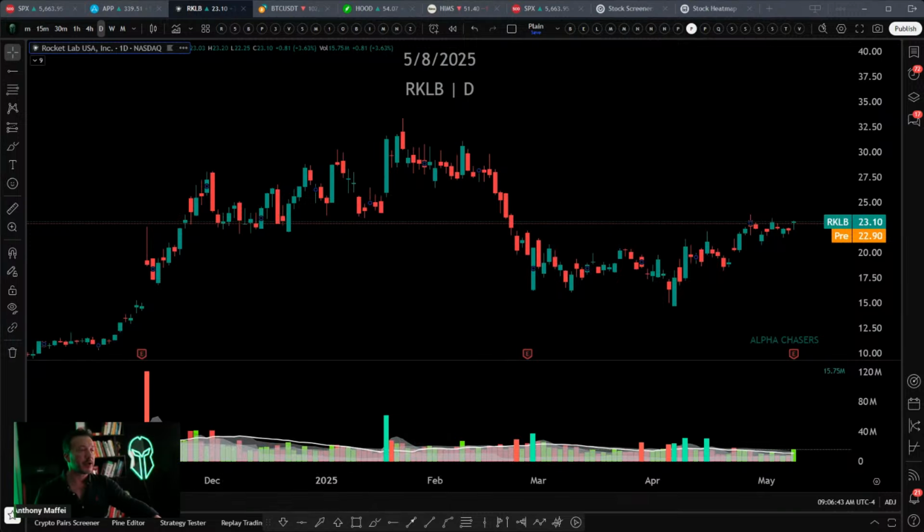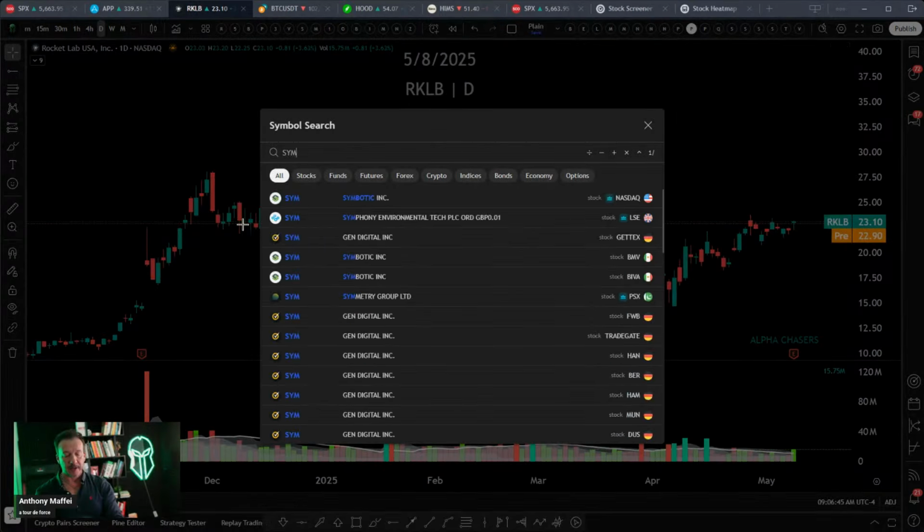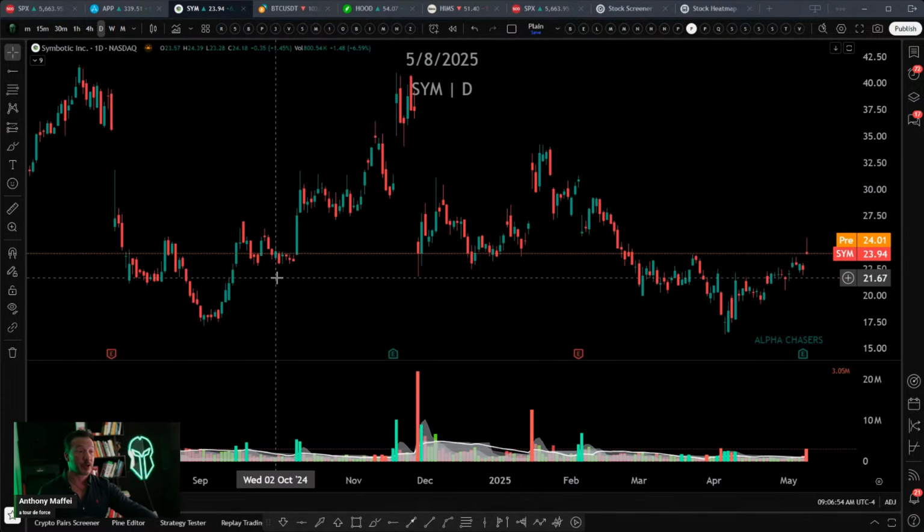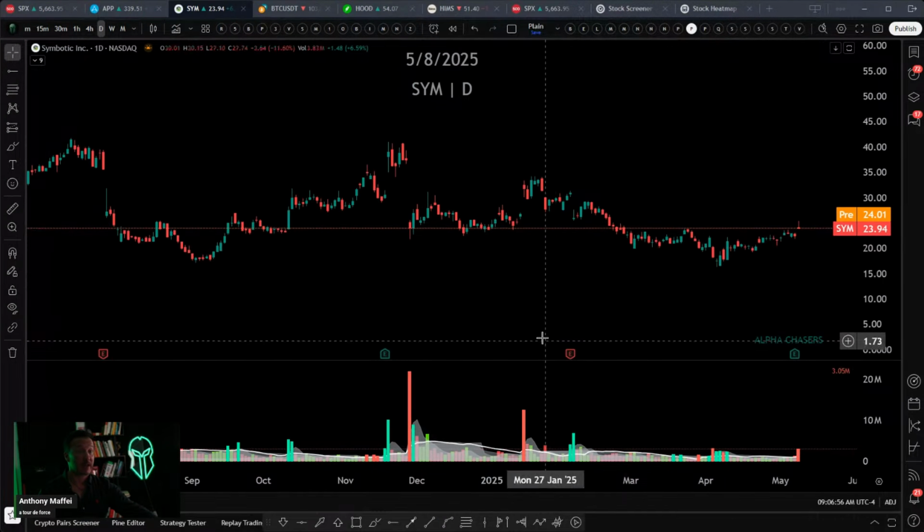I have no revenue on OKLO. SYM I like. I like this name. I thought they would do better with their deal with Wawa. I must not understand the terms of their deal, or the terms of the deal must absolutely suck, for lack of a better term.